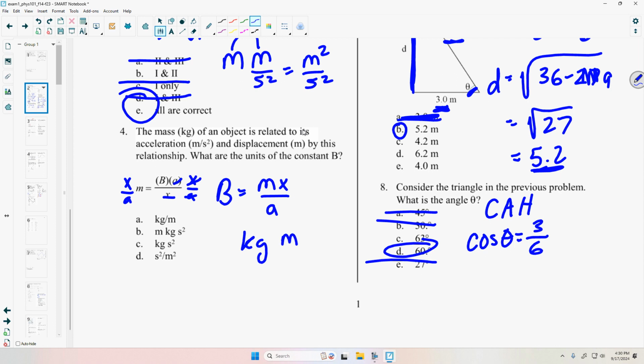Be careful because x has the same, the unit name is the same as the variable for mass, so just be careful of that. Over meters per second squared, but I'm going to rewrite that like that, because when I bring that meters per second squared up, it flips it. The meters cancel, and I get kilogram second squared. C is the right answer.